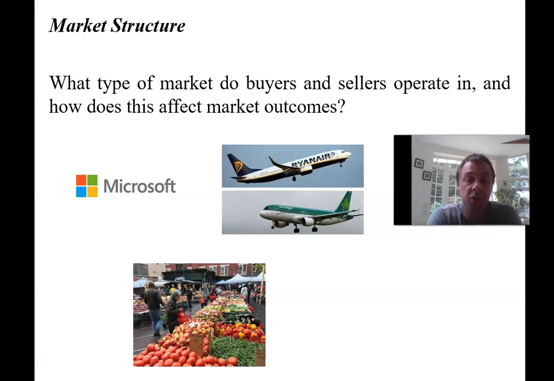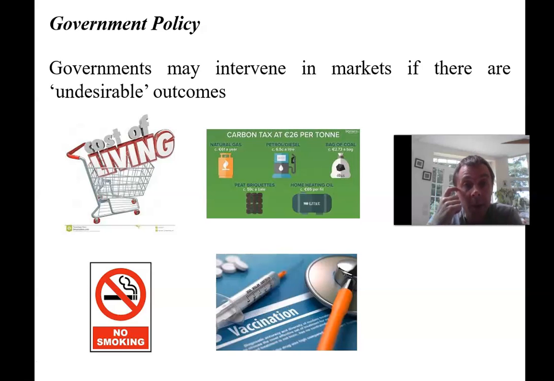Whereas if you're a fruit and veg seller, you might be selling goods that are basically sold by many other fruit and veg suppliers. So this is going to limit your ability to increase your prices, because if you do so, people may just move their custom on to another seller. So in a sense, the outcomes in markets will depend on the degree of competition within those markets.